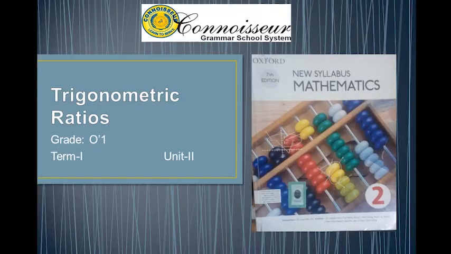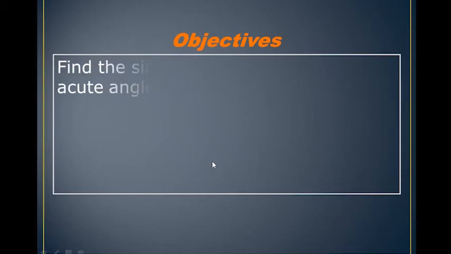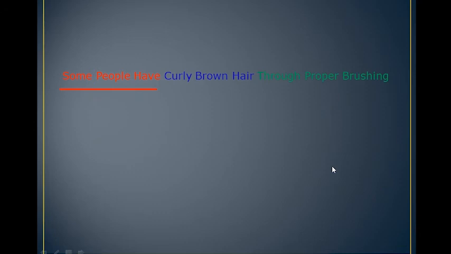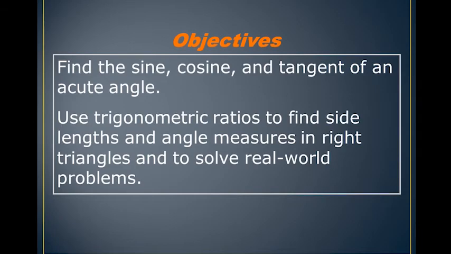In today's lecture, we will revise the quiz of the trigonometric ratios of grade O1, term 1, unit 2. The objectives of this lecture are to find the sine, cosine, and tangent of an acute angle, use trigonometric ratios to find lengths and angle measurements in right-angled triangles, and solve real-world problems.